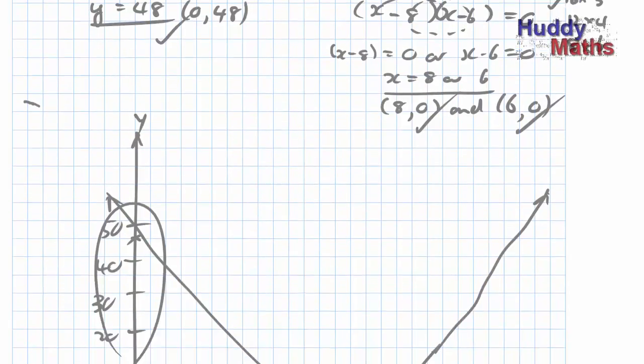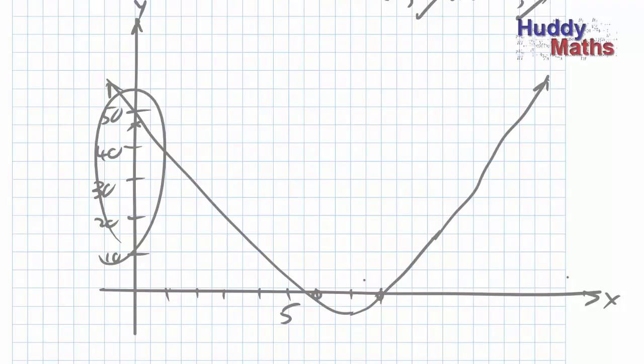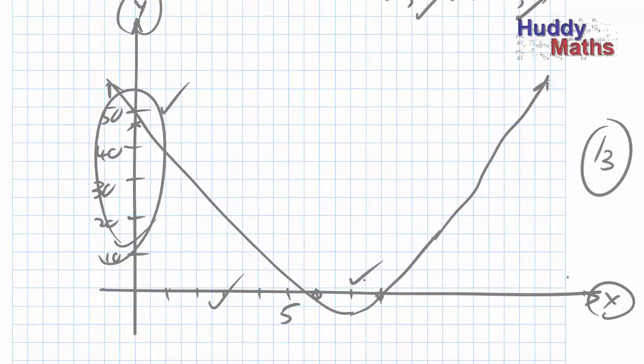Then if we come down to our graph, what we want to see is the right label on the axes and the scale, all for 1 mark, and then these points for 1 mark and 1 mark for there. So the actual graph would be out of 3, with the other 4 marks coming from above.